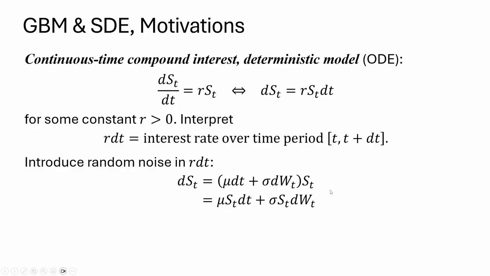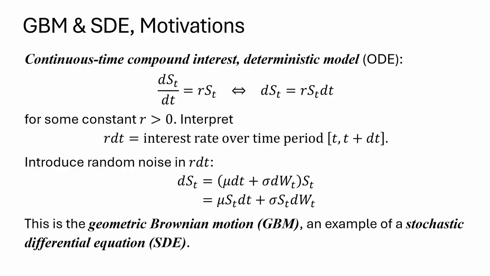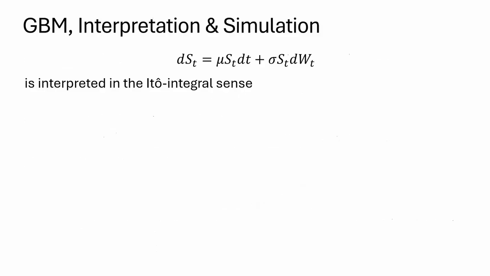And we may expand the right-hand side. And that's the geometric Brownian motion. dS_t equals mu S_t dt plus sigma S_t dW_t. And that's an example of a stochastic differential equation, SDE. The stochastic differential equation is interpreted in the Itô integral sense, as defined in episode 1.